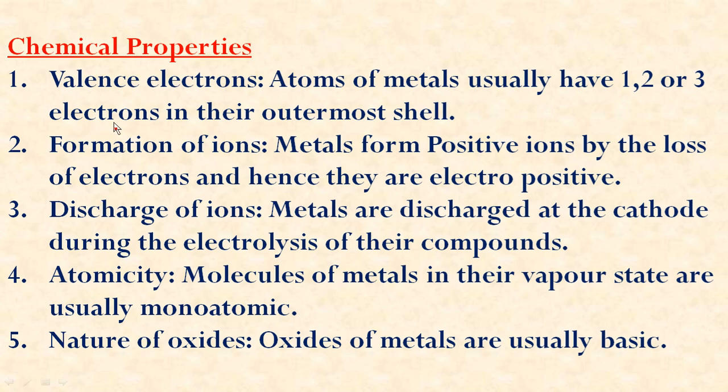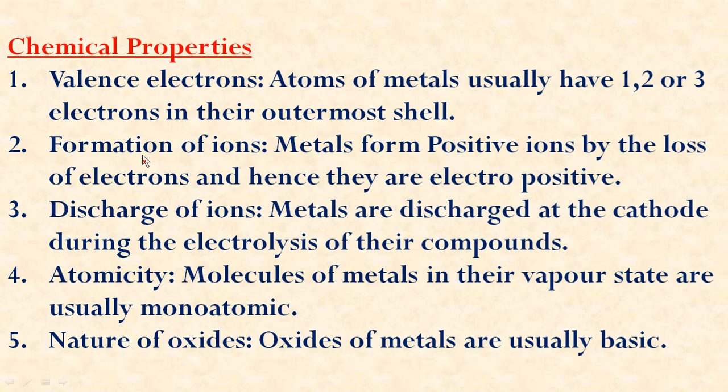Then chemical properties of metals. In the modern periodic table, elements in a particular group have the same number of valence electrons, so they have the same valency, 1, 2 or 3. Here the atoms of metals usually have 1, 2 or 3 valence electrons in their outermost shell. Their valency is also 1, 2 or 3.